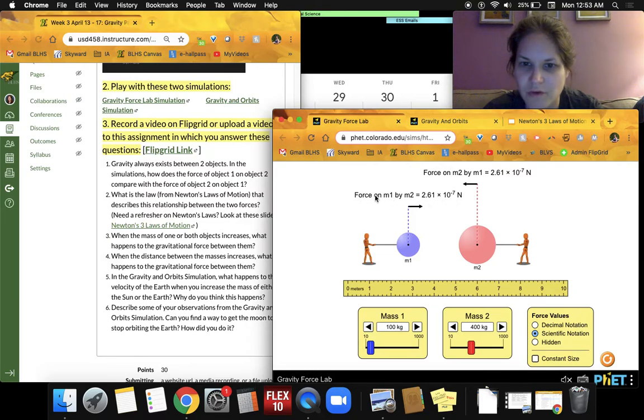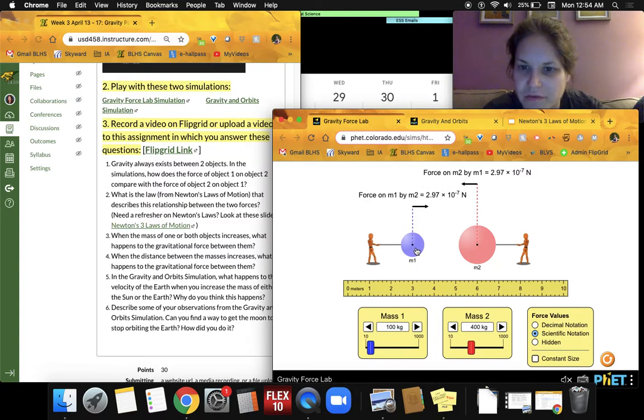This says the force on 1 by 2. So that means the force of the red ball on the blue ball is this arrow here. The red ball is pulling that blue ball to the right. And the same is going on vice versa. So the force on M2 by M1, that's the force on the red by the blue, and the blue one is pulling it to the left.